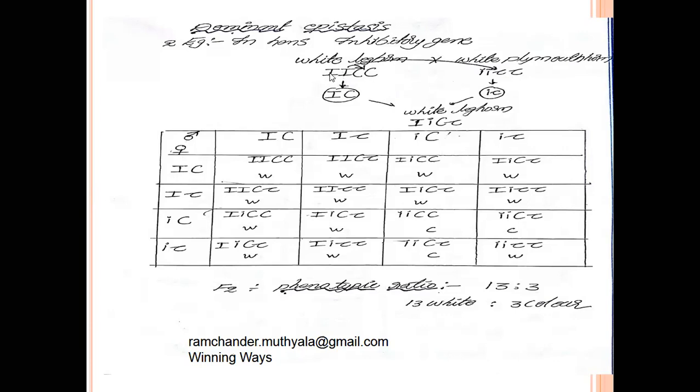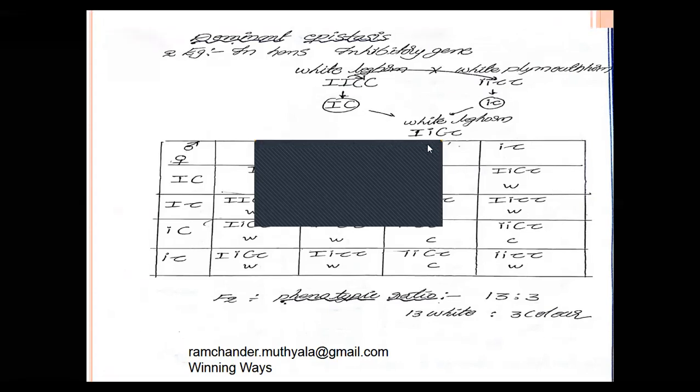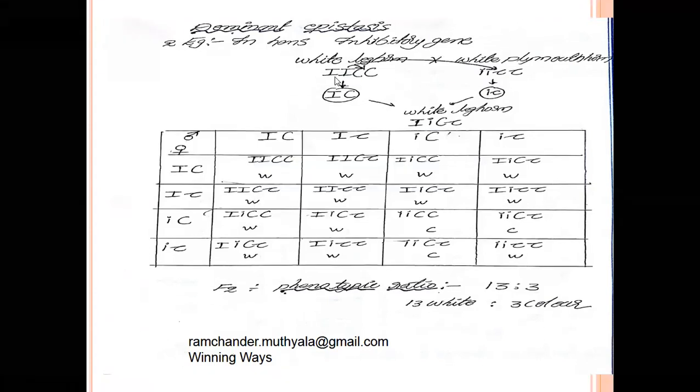The dominant epistatic gene is capital I. If capital I is in homozygous or heterozygous condition, it can dominate all hypostatic genes. So compulsorily, the epistatic gene is in the dominant position in the hens.